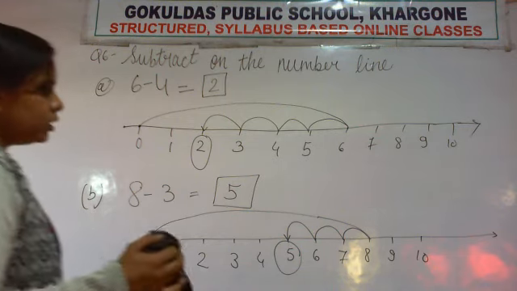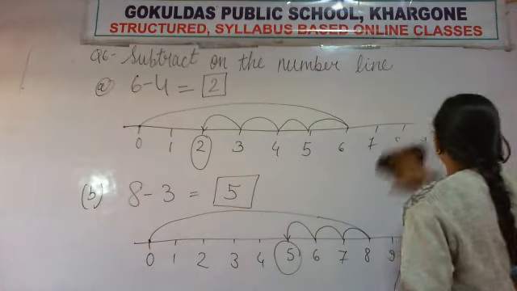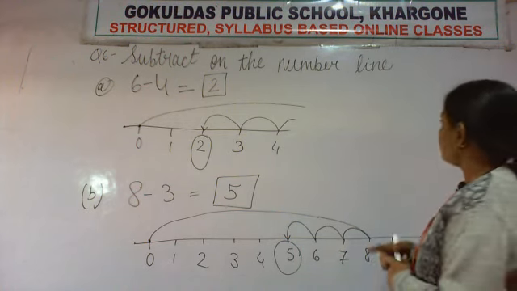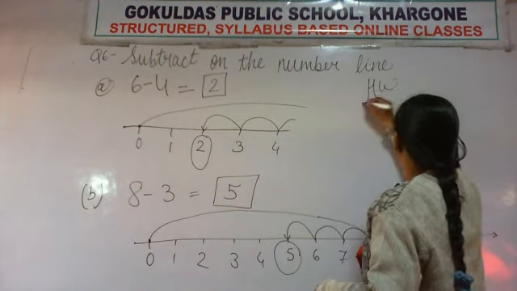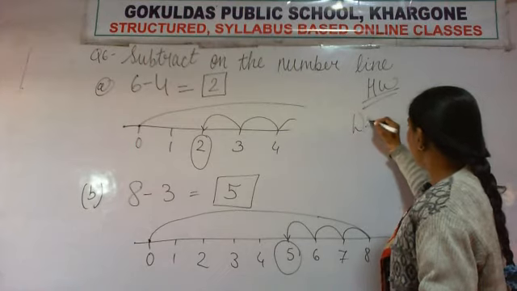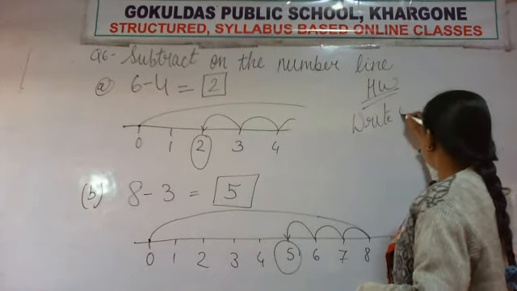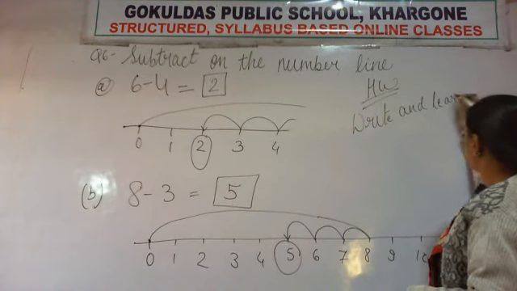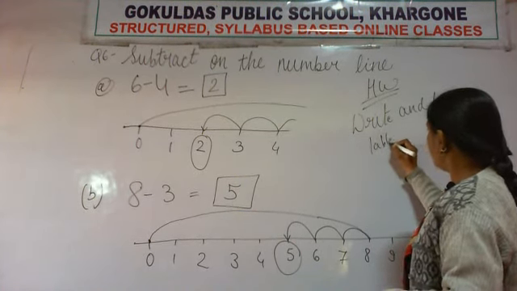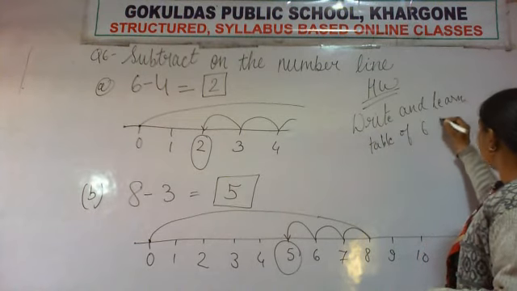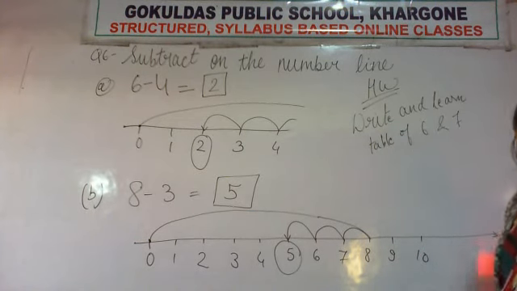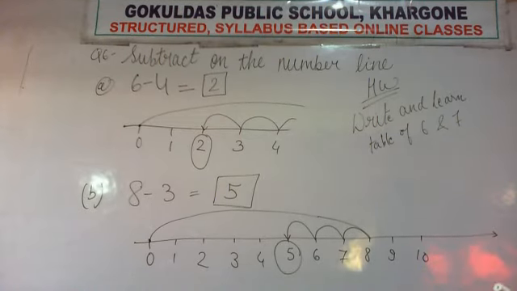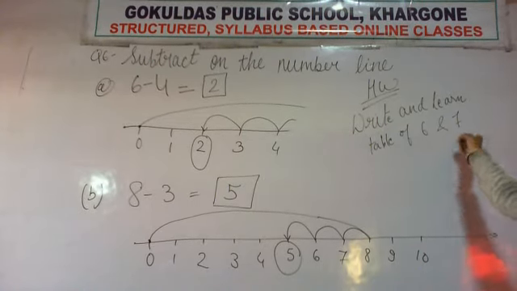Note down the homework. Homework is you have to write and learn the table of 6 and 7. You have to write one time and learn the table of 6 and 7.